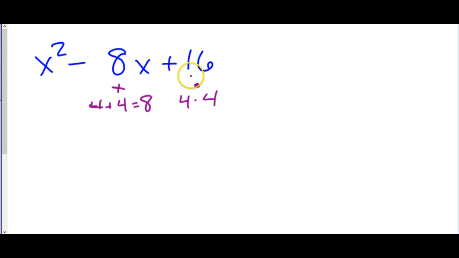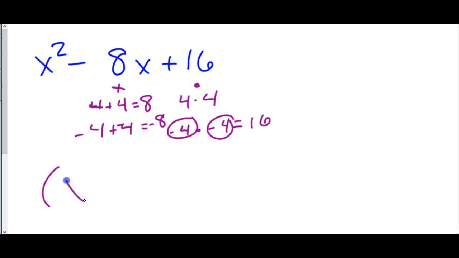So if I change something small about this, it'll take me to the negative 8. If I make both of these negative, a negative times a negative still gives me that positive 16, but a negative 4 plus a negative 4 gives me the negative 8. So these are the numbers that would go in the parentheses, x minus 4 times x minus 4. I'm going to do one more example with negatives.